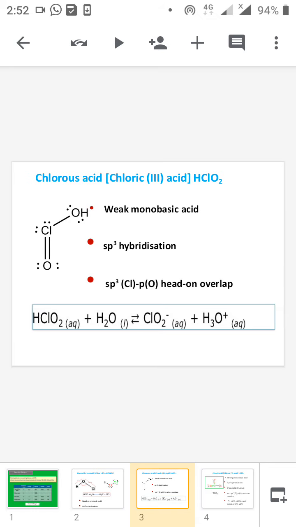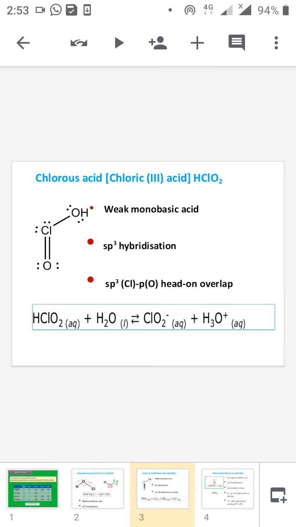As in the case of HClO, HClO2 also exists in sp3 hybridization, and HClO2 decomposes in water to form H3O+ and ClO2- ions. It also shows that HClO2 is a monobasic acid.